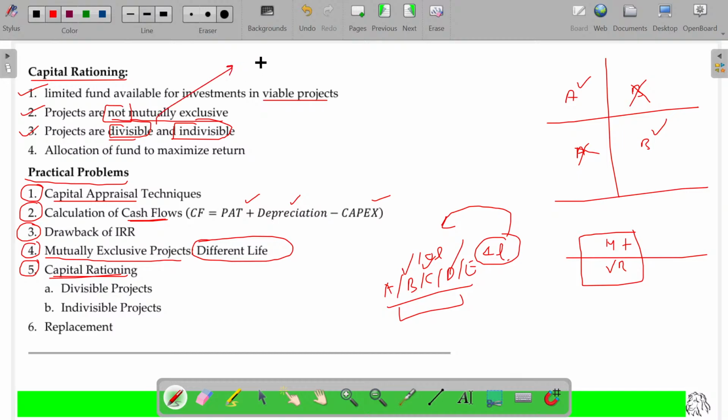Divisible means project A requires a capital investment of 10,000 rupees and project B requires 5,000 rupees. If you have 12,000 rupees, what can you do? You can choose A completely, and for B you still have 2,000 rupees available, so you can invest 2,000 in B. This is called a divisible project.